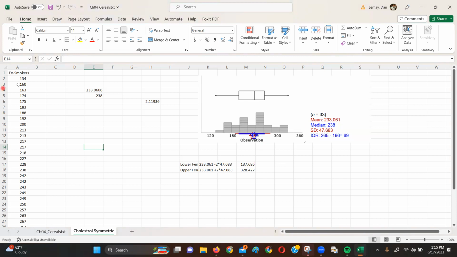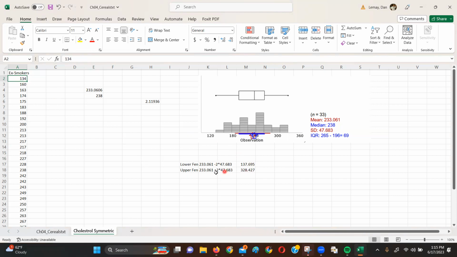We did have somebody. I didn't think about that. So that person with a 134 cholesterol level, that's lower than the lower fence. So we could consider this an outlier. This person has unusually low cholesterol compared to the rest of the ex-smokers.